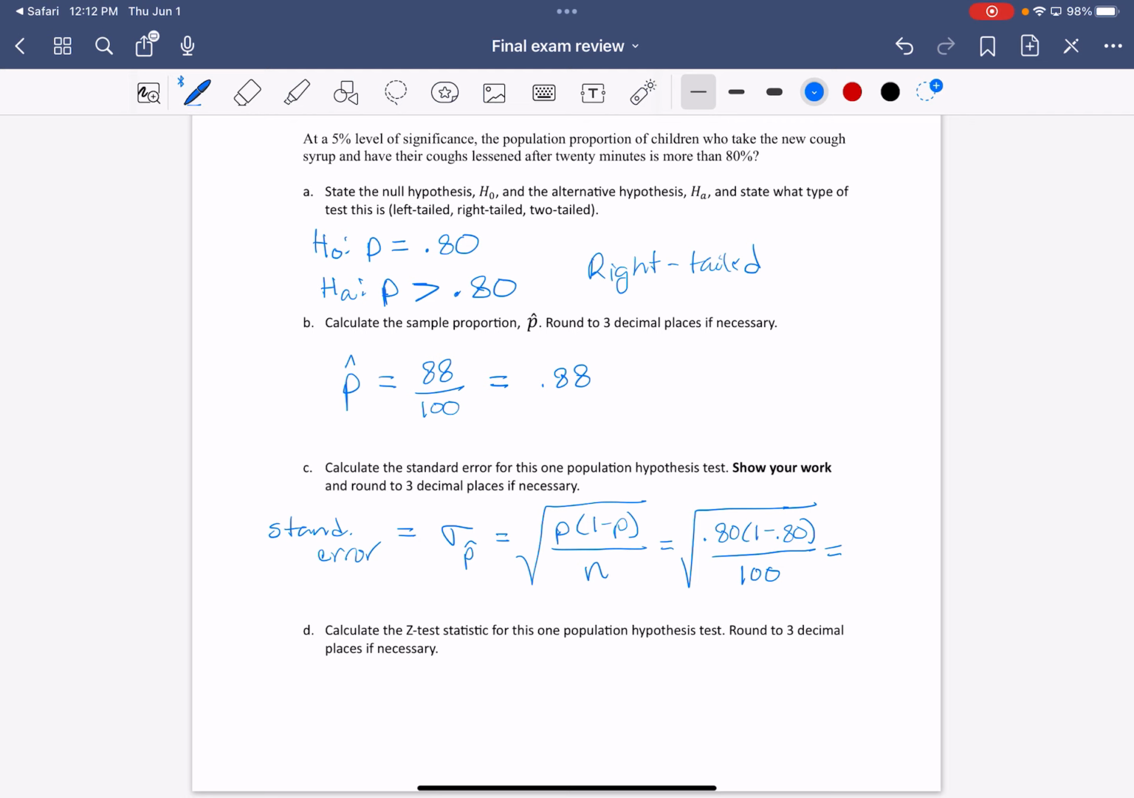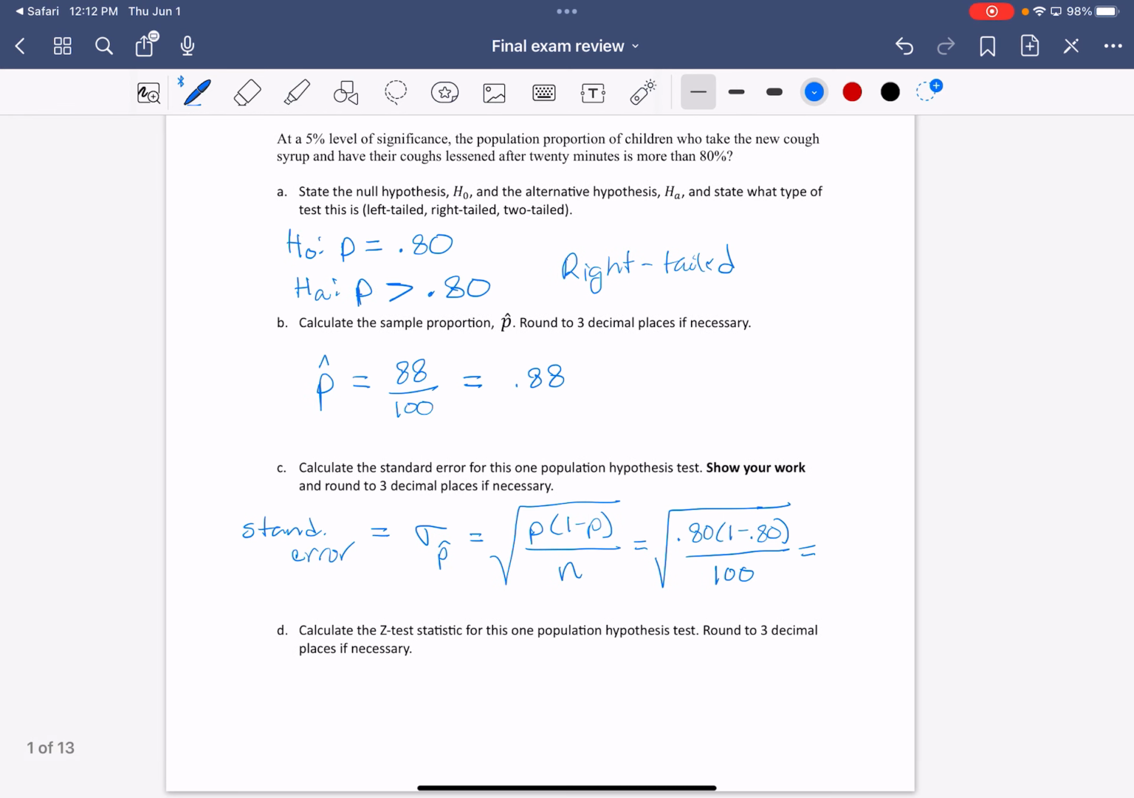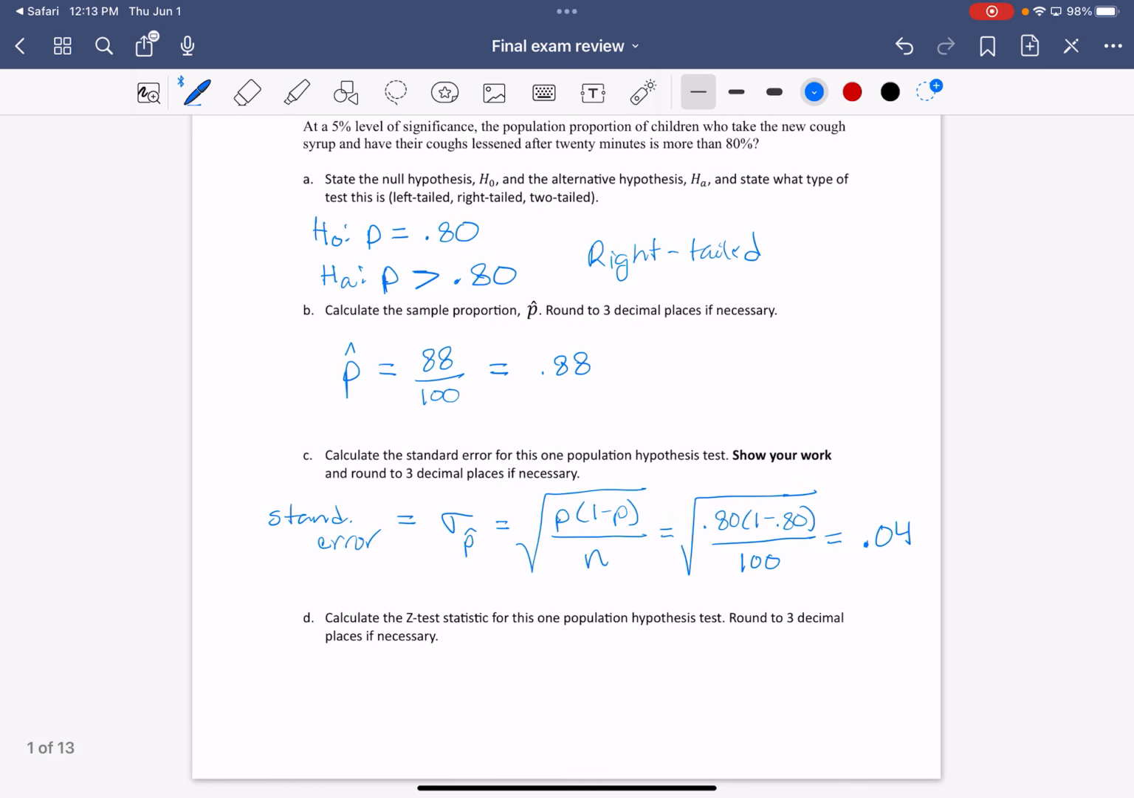From there, it's calculator. Okay, calculator. And you should get exactly 0.04. Any questions there? P was the population. P is the population proportion, which is based on what you stated for your null hypothesis. Okay, so it's always our null hypothesis? Yes, for P. Got it. Any other questions?